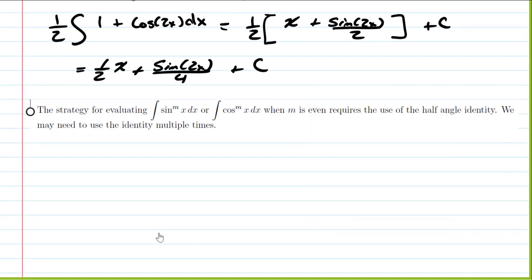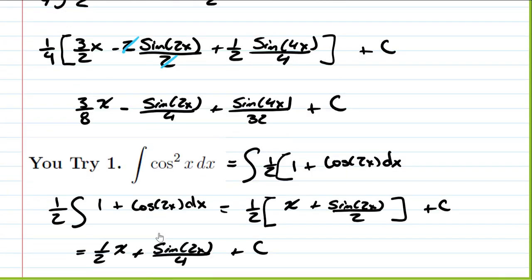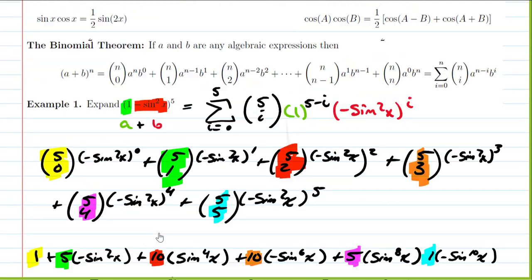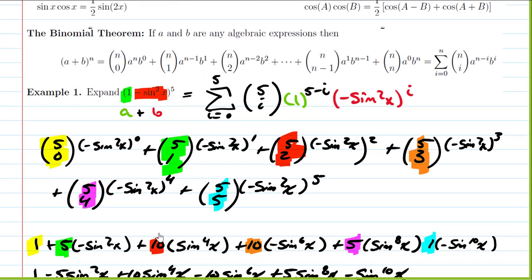Sometimes with those powers, you may need to combine them with the binomial theorem, right? Because if we go back and look at what happened in example 1, expanding 1 minus sine squared to the 5th, this would be cosine to the 10th power is what that's equivalent to. This isn't a good strategy for integrating that, but we'll see that sometimes we will end up with giant binomials that need to be raised to powers.